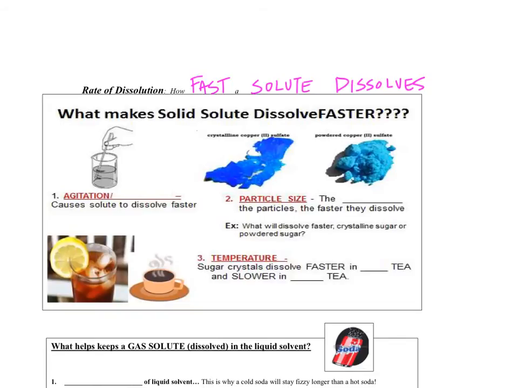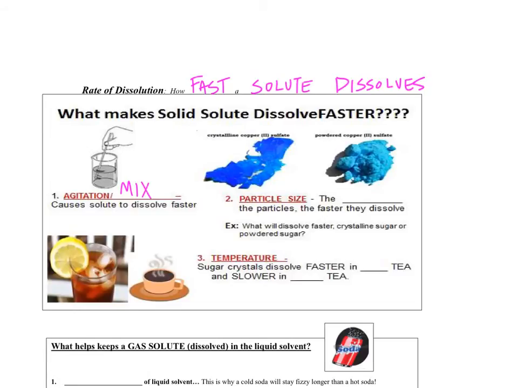So a lot of times if you pour sugar into your tea, you don't just let the sugar sit there, you agitate it. So in other words, you're mixing it, you're stirring it. Okay, if you just let it sit there, it's going to take a very long time. So you typically grab your spoon or a straw and you stir it up, you agitate it.